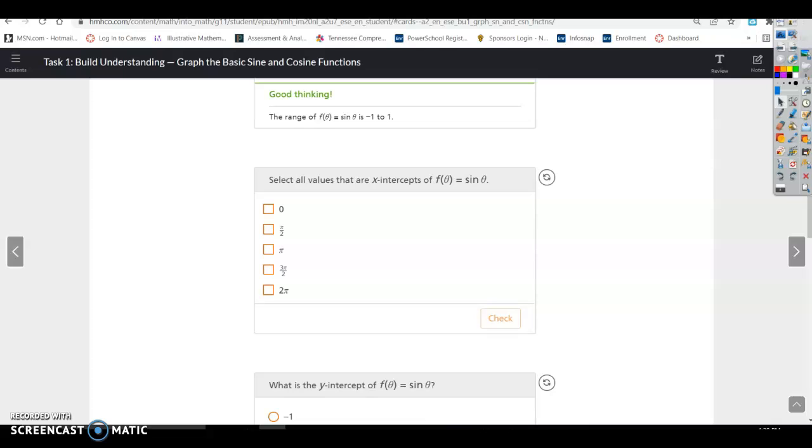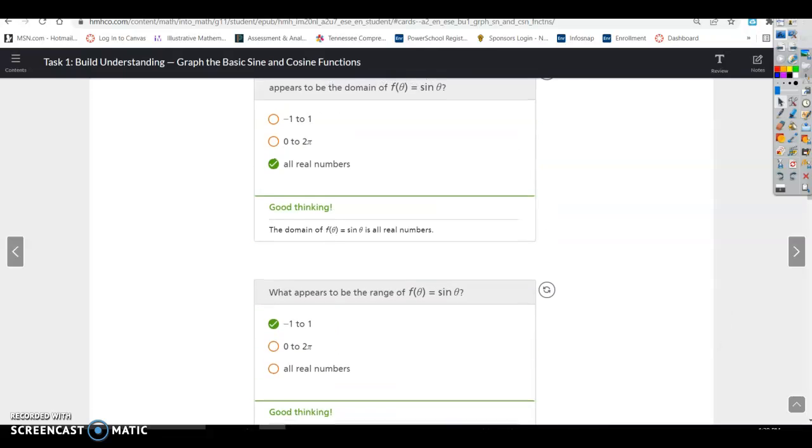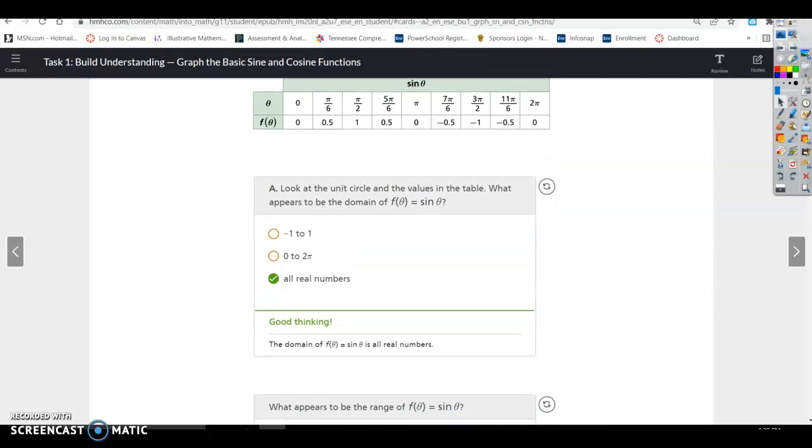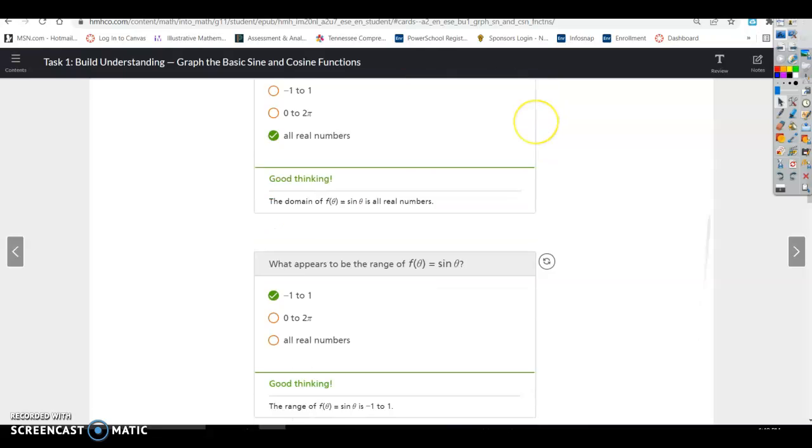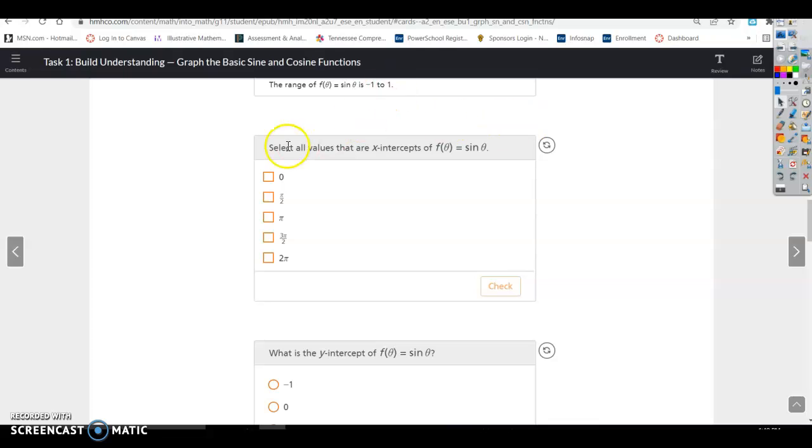All right, select all values that are x intercepts of f of theta equals sine of theta. All right, so remember your x intercepts can be located when your y is 0. When y is 0, that means it's crossing the x-axis at that point. So we've got 0, pi, and 2 pi would be our x intercepts. So 0, pi, and 2 pi.